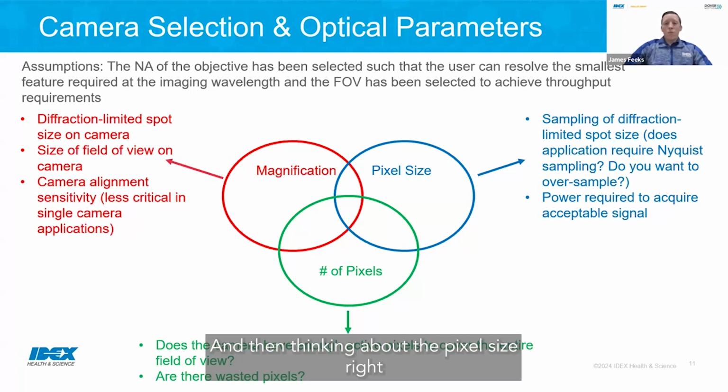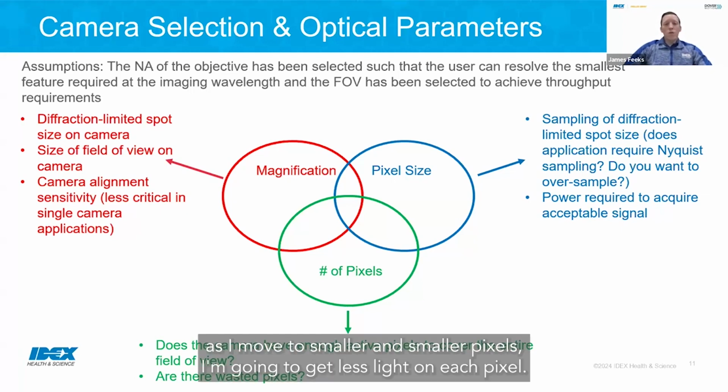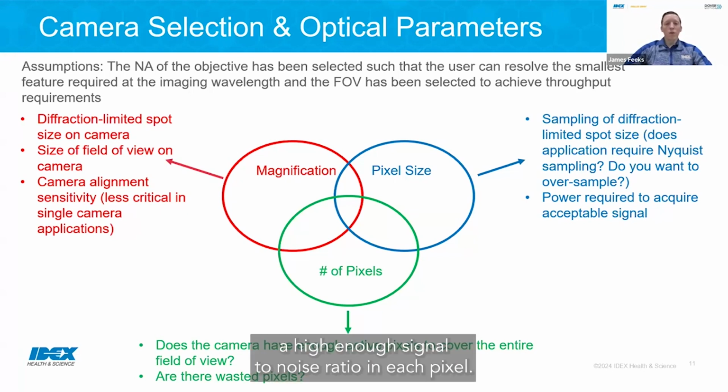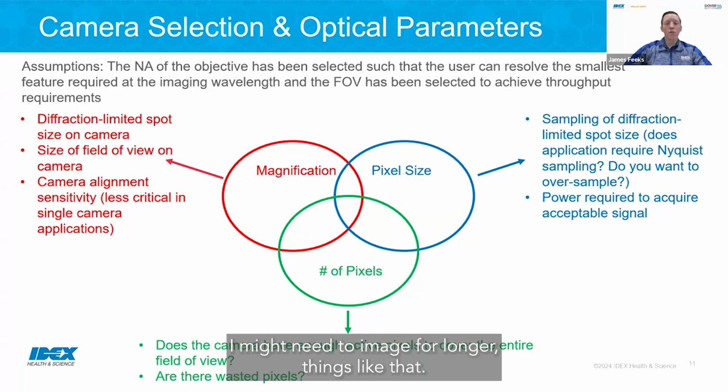And then thinking about the pixel size, right? As I move to smaller and smaller pixels, I'm going to get less light on each pixel. So I need to think about how much light I need to get a high enough signal to noise ratio in each pixel. So I may need to increase my excitation power. I may need to image for longer, things like that.